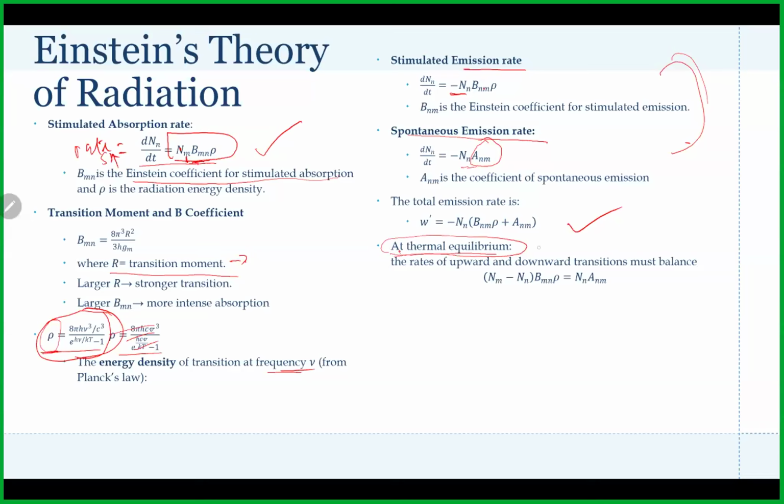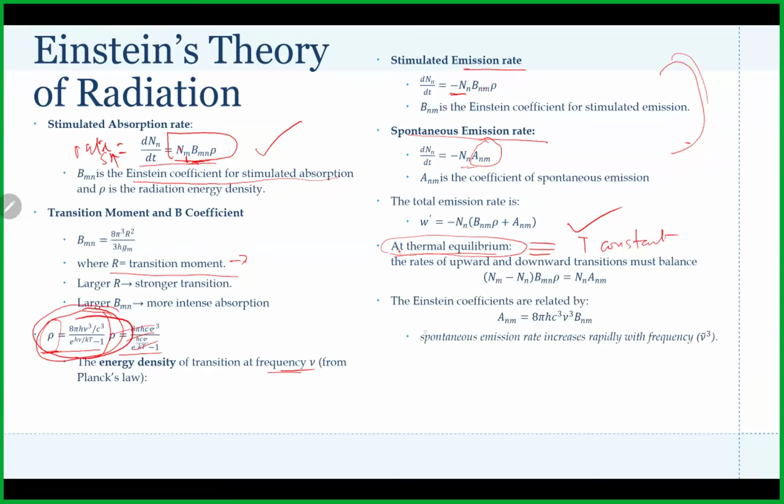So at thermal equilibrium, when we say thermal equilibrium, temperature is constant, because this is dependent on temperature. The energy density is dependent on temperature. So at thermal equilibrium, the rates of upward and downward transition must balance out. And we can relate spontaneous emission with the stimulated coefficient.